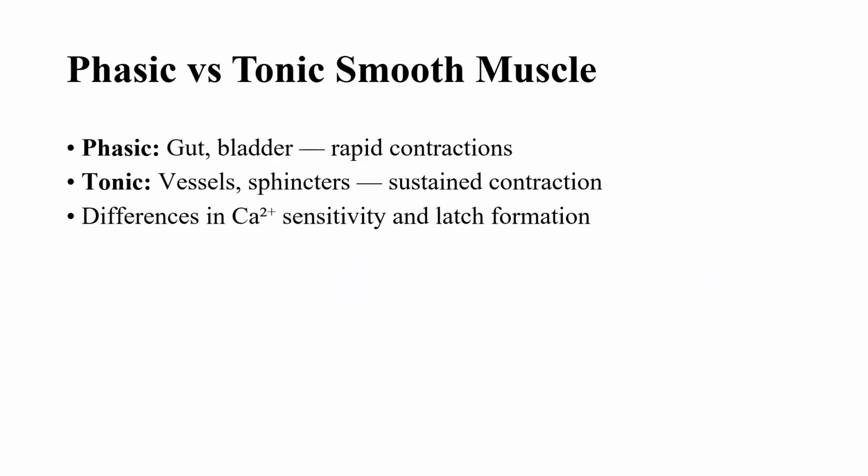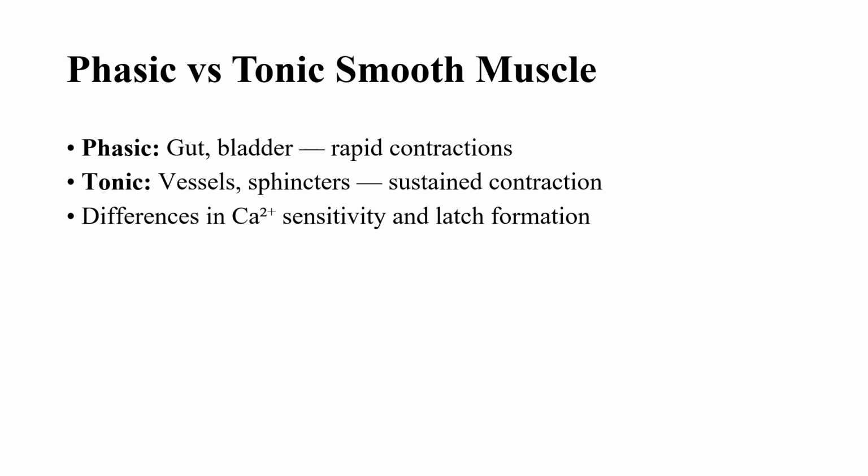Smooth muscle operates in two main patterns, phasic and tonic. Phasic smooth muscle produces quick, rhythmic contractions, ideal for the gut and bladder, where repeated bursts driven by rapid calcium ion changes allow fast cycles of contraction and relaxation.